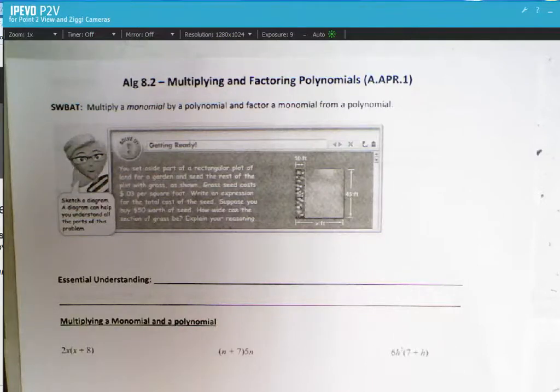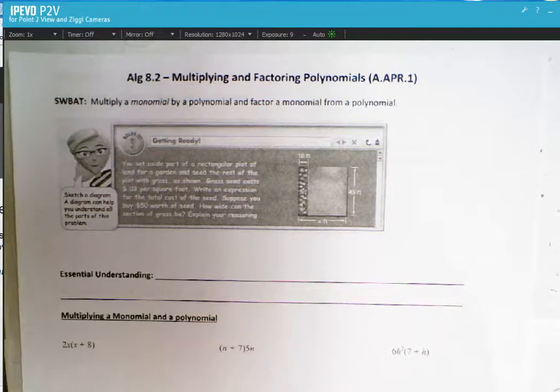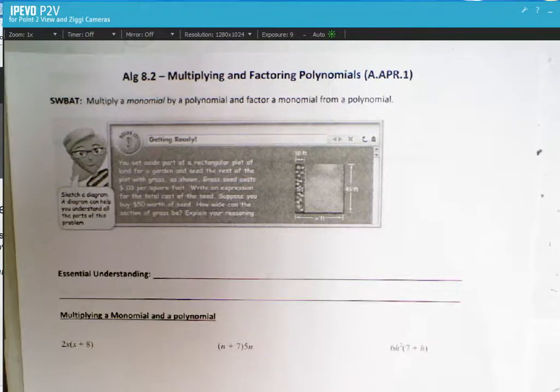So we've added and subtracted polynomials. Today we're going to look at multiplying and then factoring. Factoring is kind of like dividing, because you're going to divide out terms within the polynomial that can be divided out of every term, and that's known as factoring.